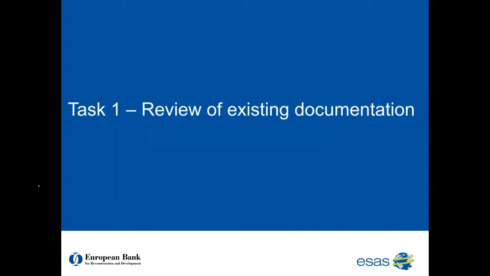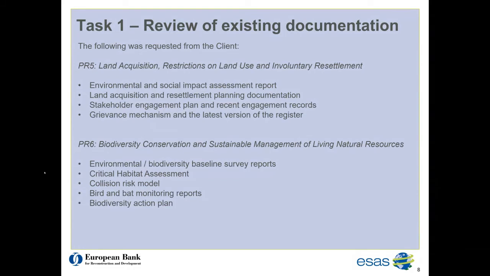So the training video is structured around the three central tasks of the environmental and social assessment. Let's now look into task 1, review of existing documentation. Under task 1, a variety of information was requested from the client. In relation to PR5, land acquisition, restrictions on land use and involuntary resettlement, a copy of the Environmental and Social Impact Assessment Report was requested to investigate the way in which impacts had been identified and assessed as part of the project's permitting process.